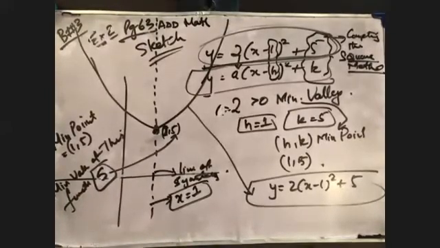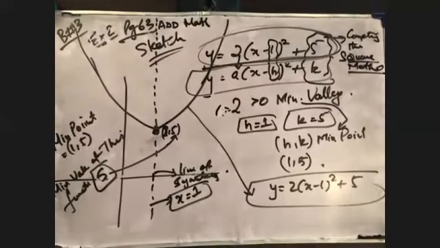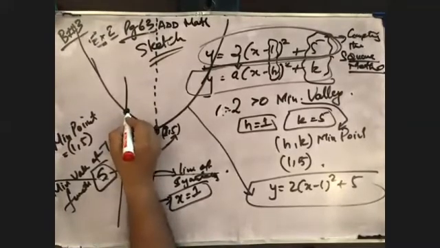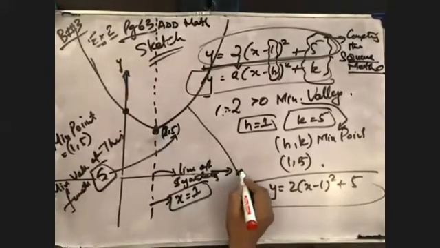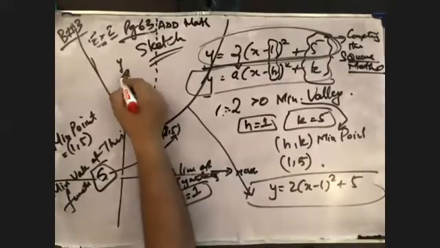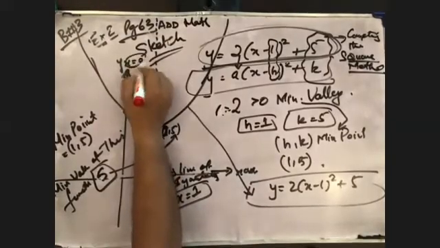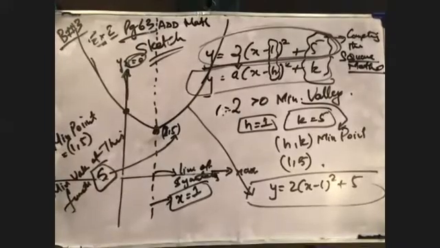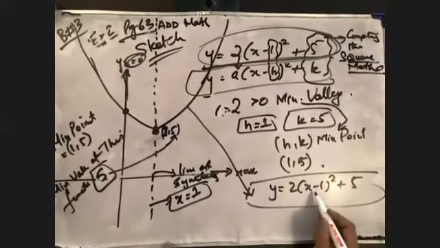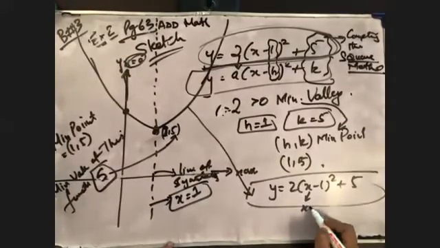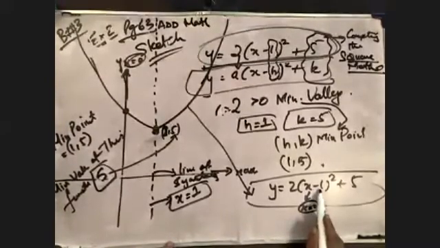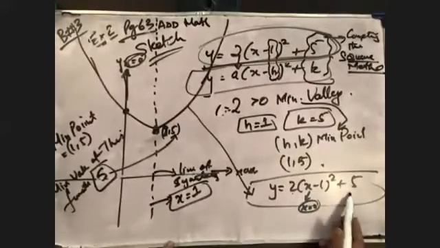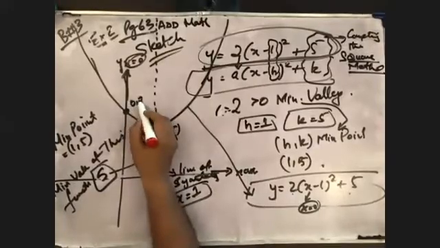If I ask you further, where does this curve cut the y-axis? This is the y-axis, this is the x-axis. On the y-axis, x is equal to 0. Plug x as 0 here. It becomes 0 minus 1 is minus 1. Minus 1 squared is 1. 1 into 2 is 2. 2 plus 5 is 7. So 0 comma 7.